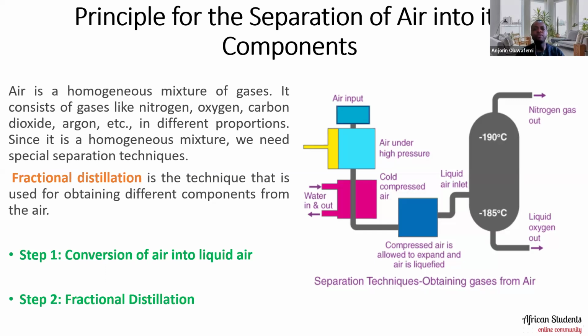For us to be able to separate air into its constituents, we have to go through two steps. The first step is the conversion of air into liquid air. So we get air in, just like you can see from the diagram. Air flows in, it is compressed, pressure is exerted on the air, and then it is liquefied.